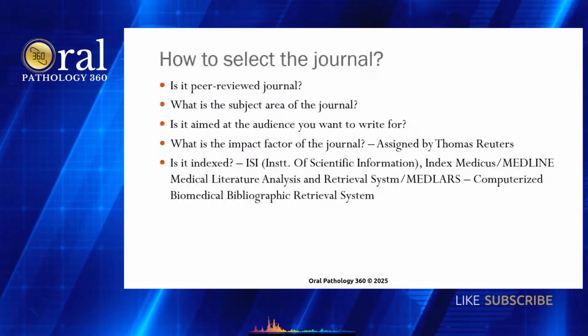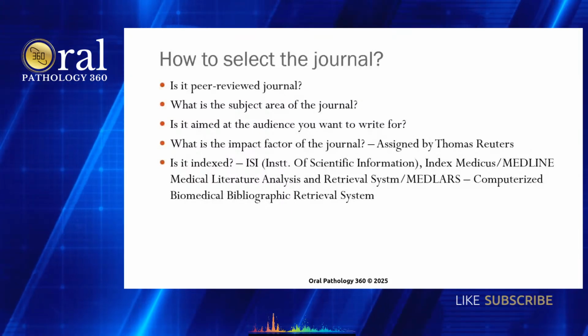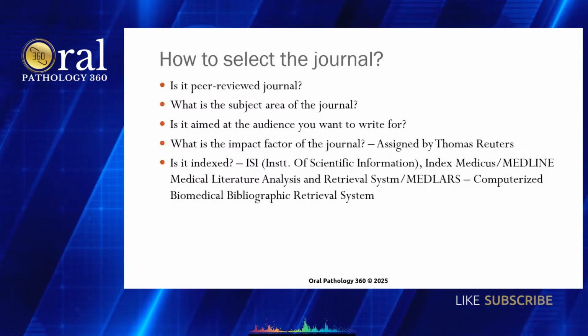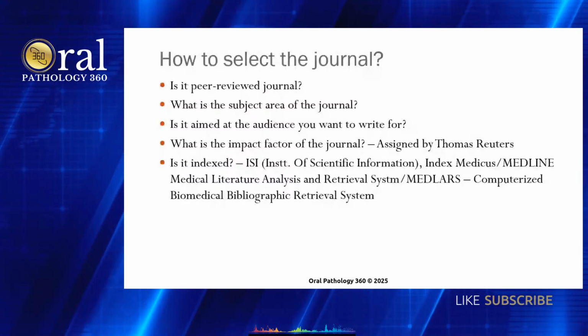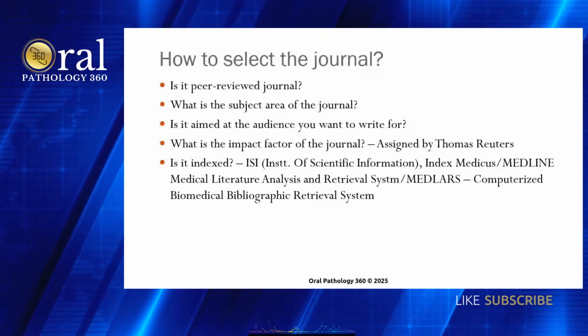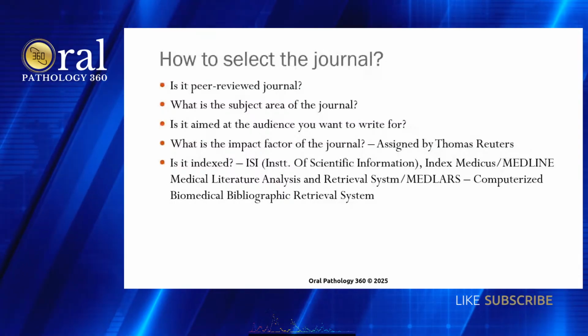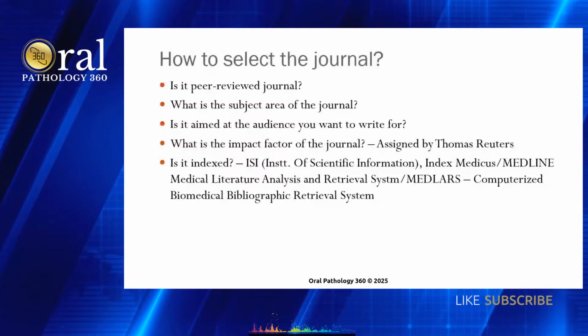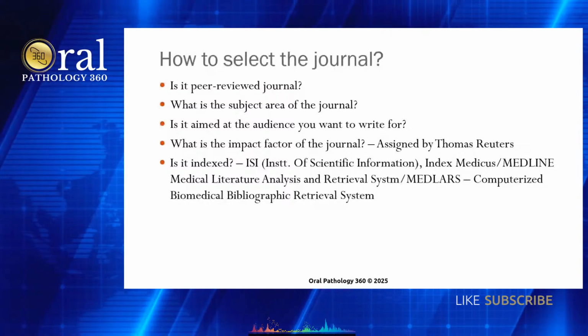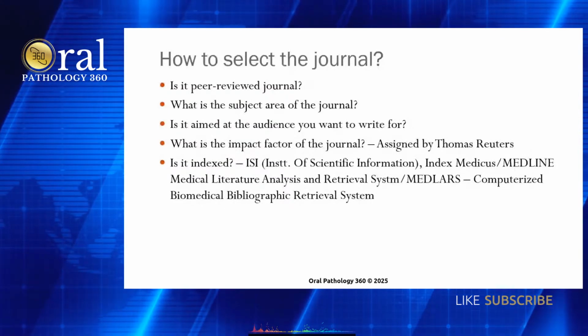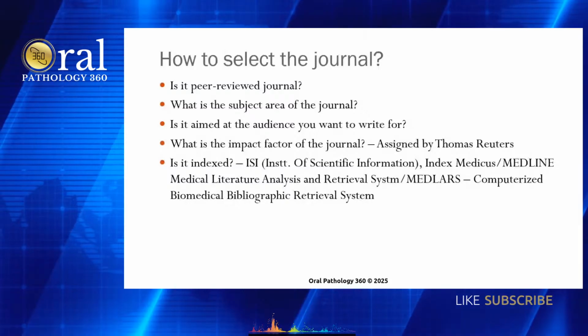So what is the impact factor of the journal assigned by Thomson Reuters? Is it indexed? That is most important. So nowadays, NAC insists on Scopus indexed publications. DCI insists on PubMed or certain categories of publications. So when you send the paper, you need to be careful in choosing the journal.